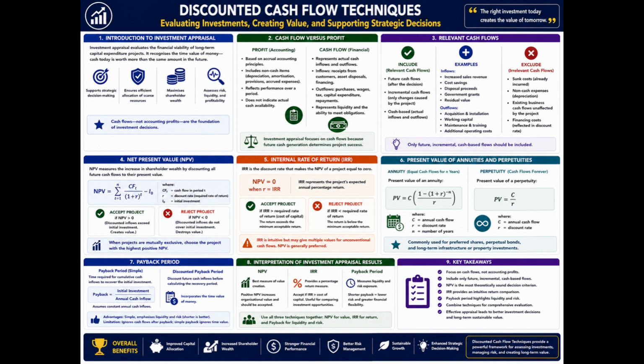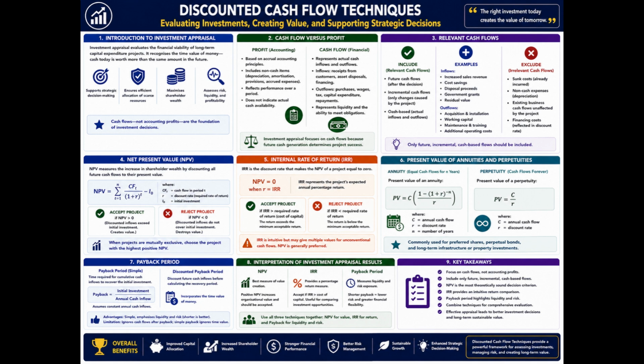A positive NPV indicates that discounted cash inflows exceed initial investment costs, and the project should be accepted because it creates value. A negative NPV indicates value destruction, and the project should be rejected. Where alternative projects are mutually exclusive, the investment with the highest positive NPV is generally preferred.